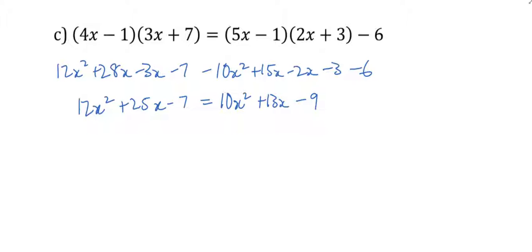And then I only have a trinomial, and I have a lot fewer things to move around. So it's going to be less likely to make a mistake. So I would strongly suggest doing that. Then we have to move everything to one side and set it equal to 0.